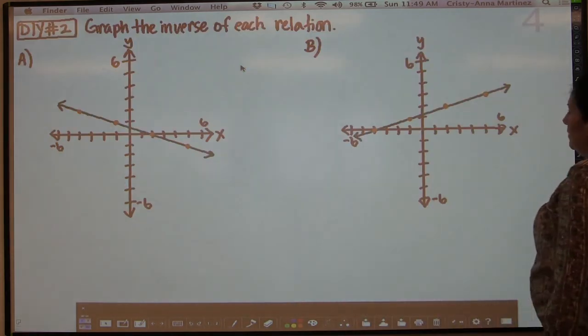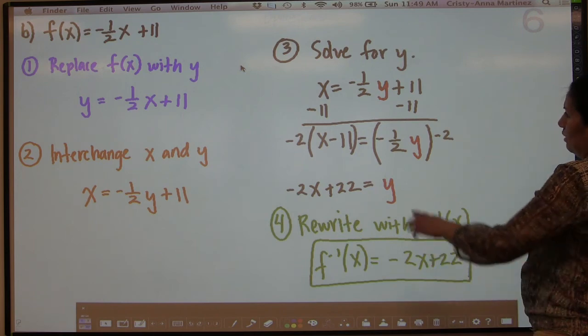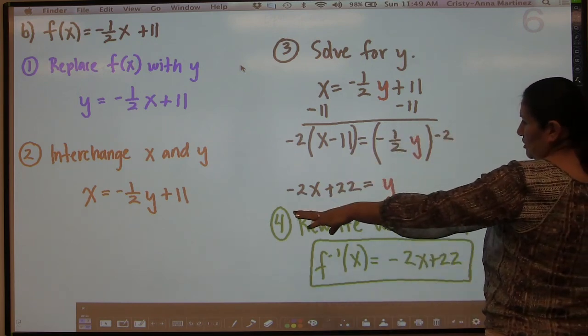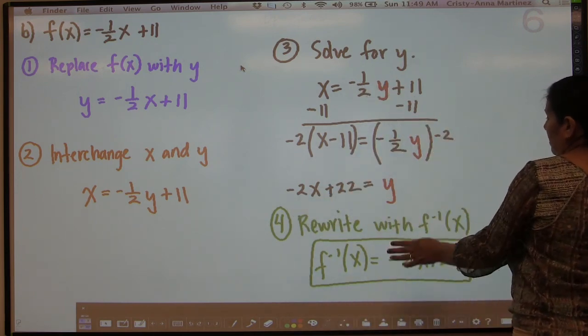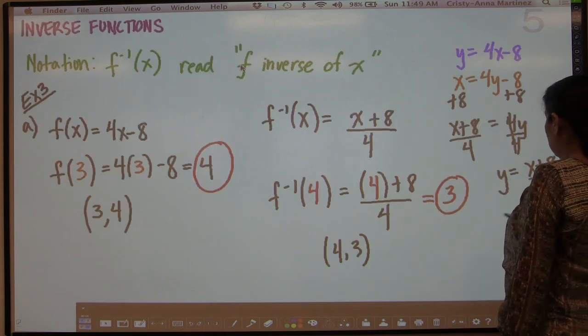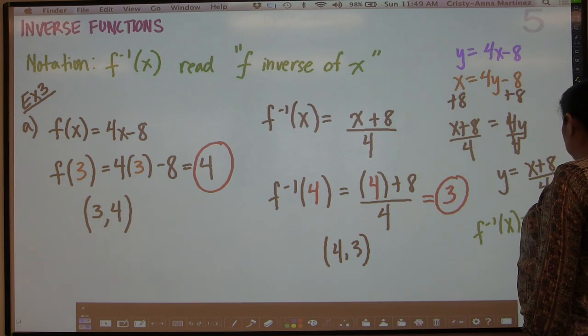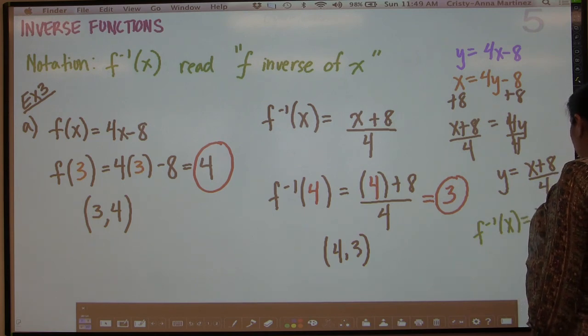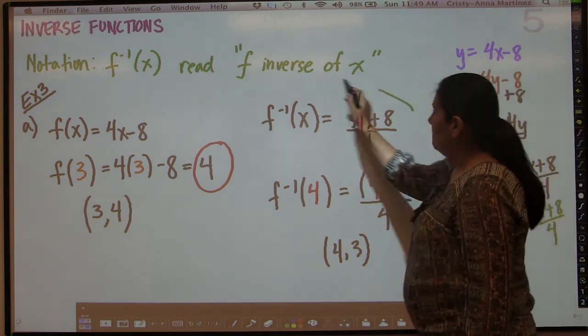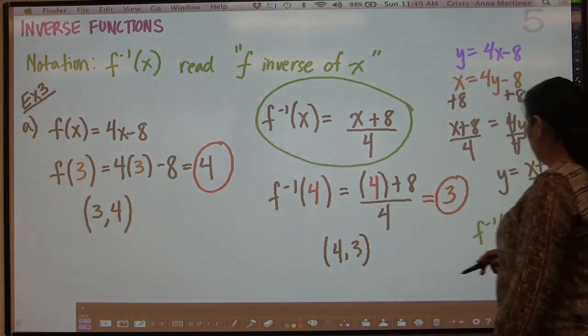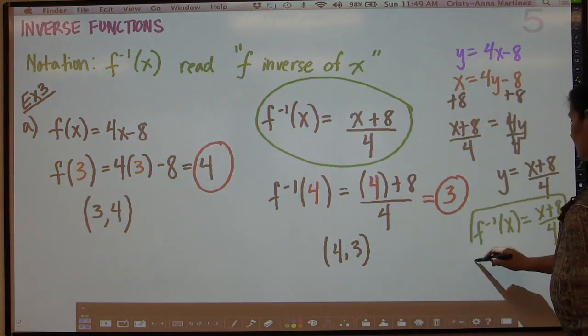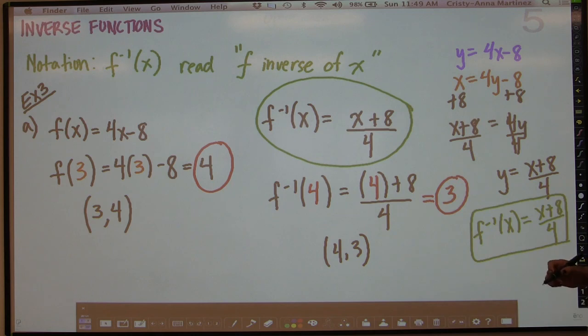So we did all that. We did the interchange x and y. We solved for y. Then we rewrite it. And I get f inverse of x equals x plus 8 divided by 4, which was what we had mentally done earlier. We get the same equation. So that's how you find the inverse function algebraically.